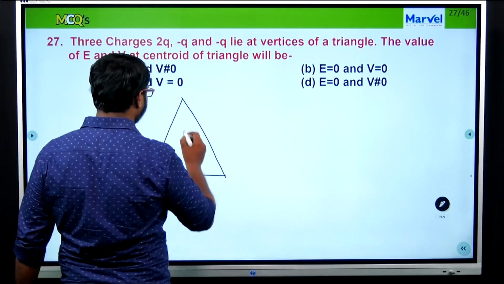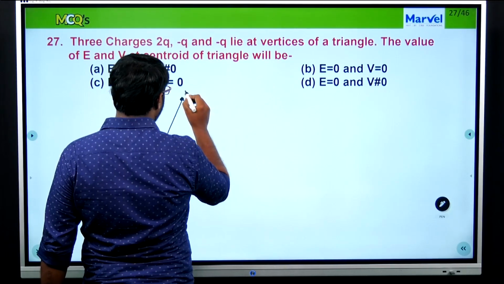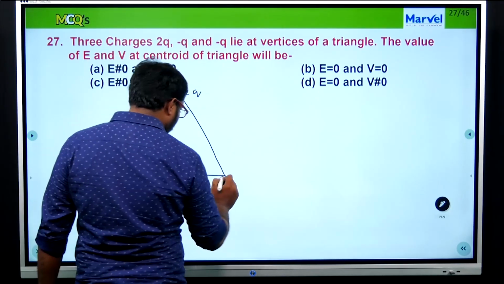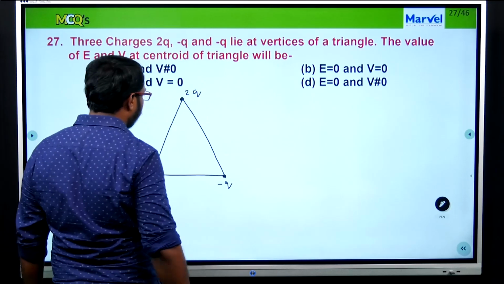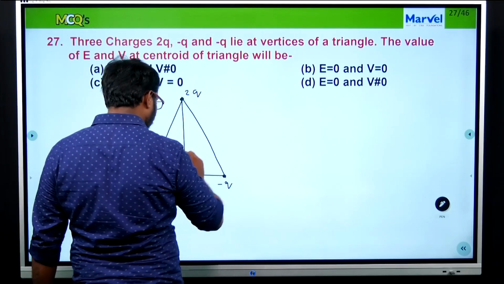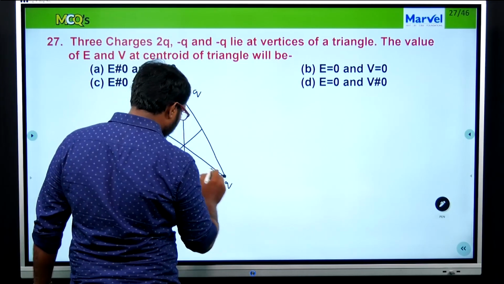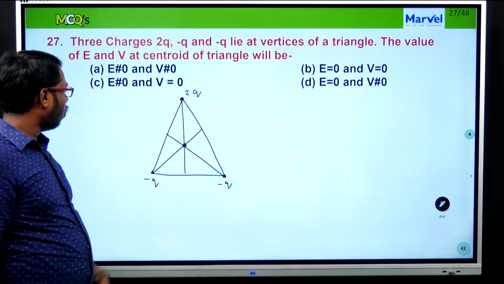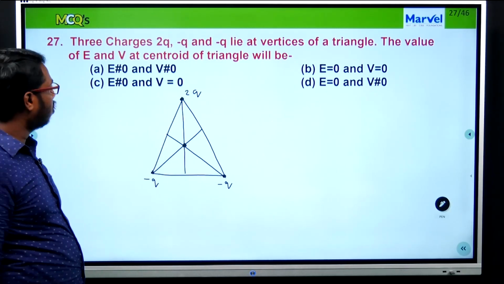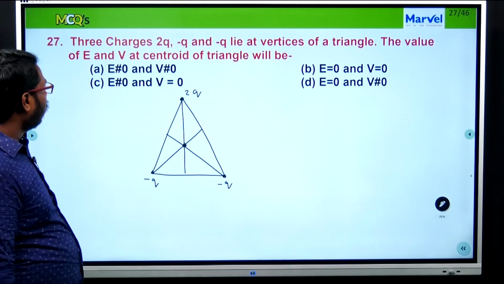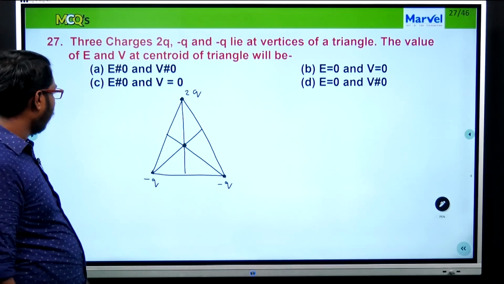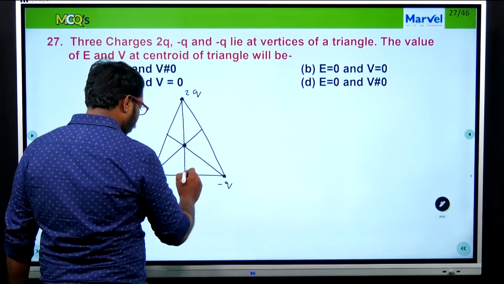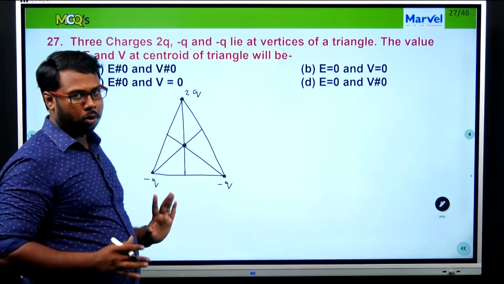So now listen, I am going to take my 2q on the top, and I am going to take my negative q's at the bottom. Now, the centroid means the point where these lines intersect, at this point. This is where it intersects. Now, you have to figure out whether the electric field is equal to 0 or the potential is equal to 0 in here. Now, let me do a very simple technique to find it out.